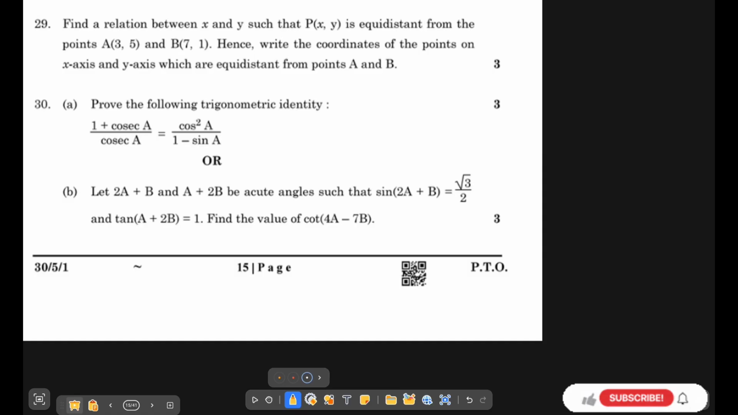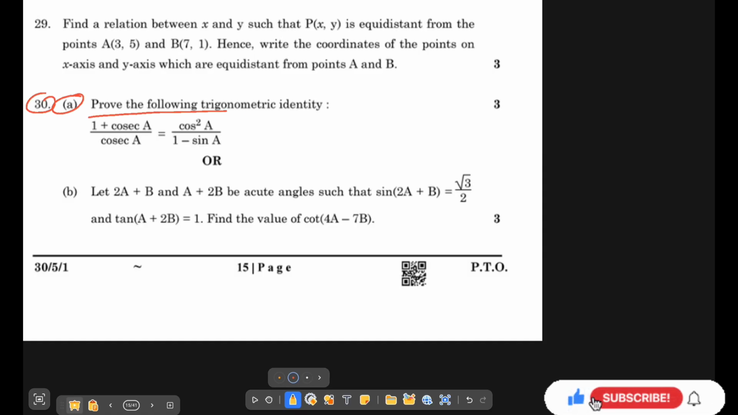Next, 30A question. What is the 30A question here? Prove the following trigonometric identity. So what is the trigonometric identity given here? (1 + cosec A) / cosec A is equal to cos square A / (1 - sin A). So let's prove it.